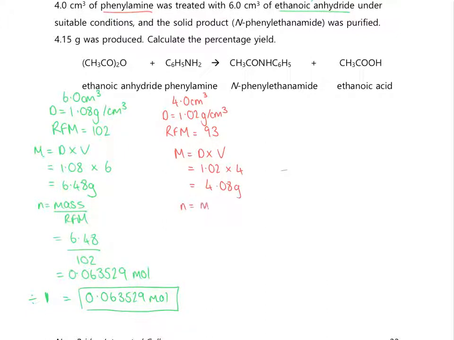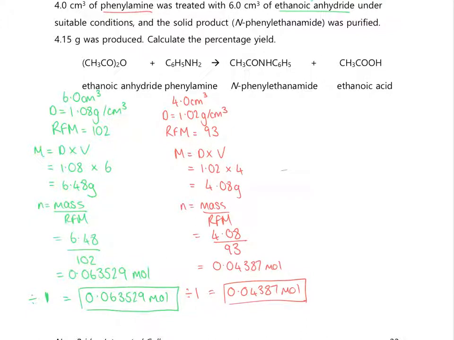Plug that into your equation, n equals mass over RFM. Mass is 4.08. RFM, as we worked out earlier, is 93. That gives you a number of moles of 0.04387 moles. And again, I need to divide by my balancing number, which is just 1 again, which is 0.04387 moles. Okay, so I'm comparing these values to see which is the lowest to work out my limiting reactant, and you can see that that's my phenylamine.